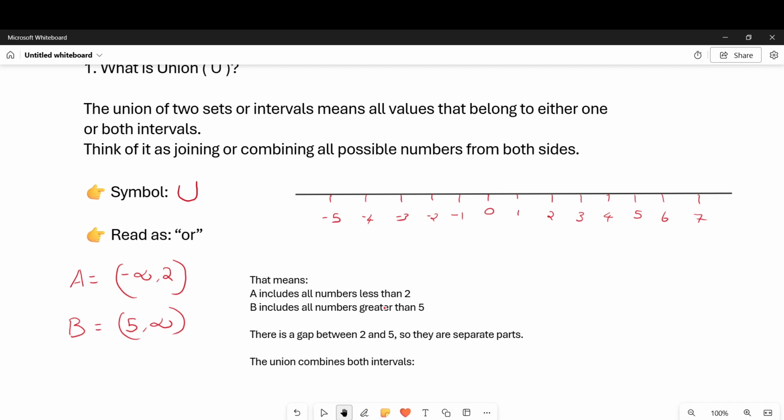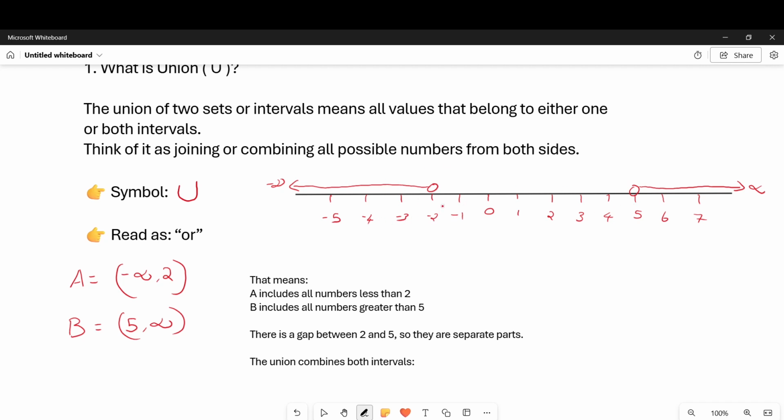Okay, let's mark this on our number line. First I am going to write 2 and negative infinity. So 2 is here. I am writing an open circle here and going towards negative infinity. Then next is 5 to infinity. Also I am drawing an open circle here because 5 is not included, going towards positive infinity. So these are the two parts of A's intervals.